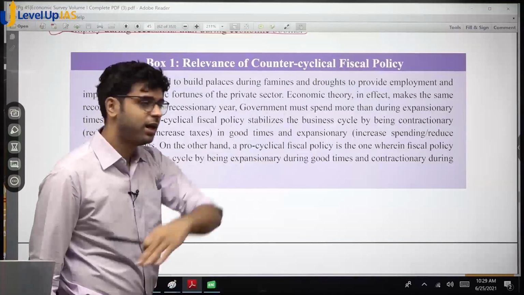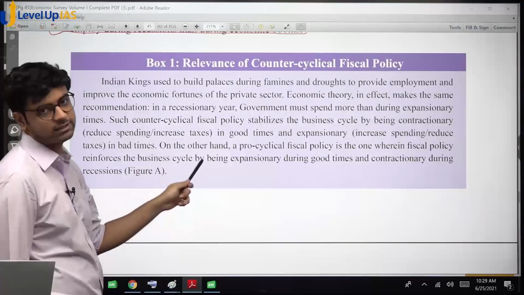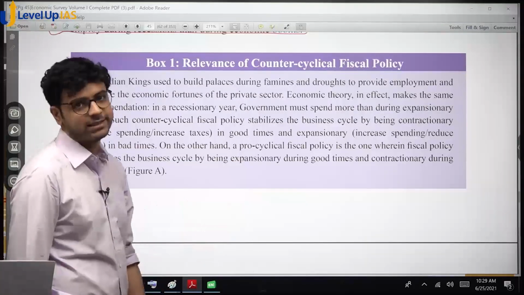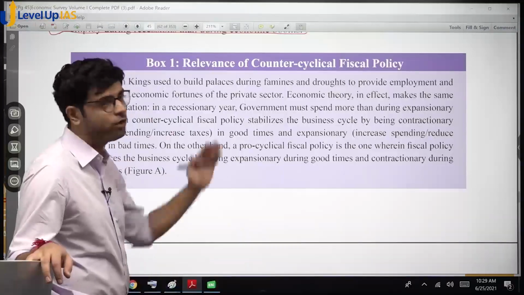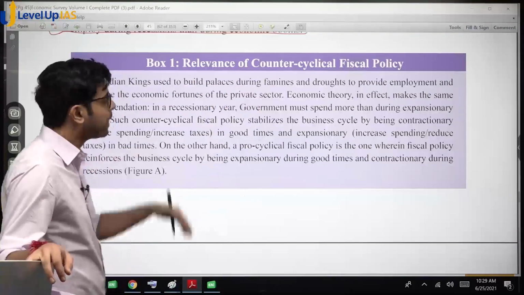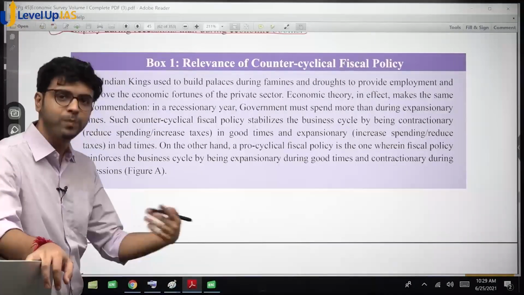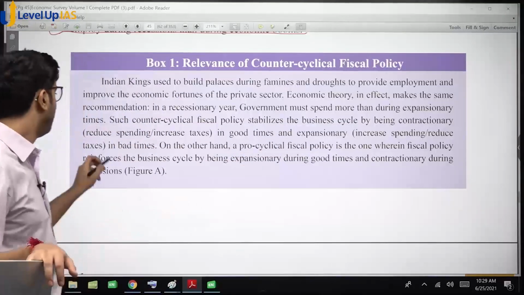Business cycle, remember, by being contractionary: reduce spending, increase taxes. In good times, do you increase taxes? Yes. You increase taxes in good times because you want to pull the money out of the people in good times. Good times are going up. When you go down, there are bad times, which means you reduce taxes then because you want people to spend more to kickstart the economy. And expansionary in bad times.